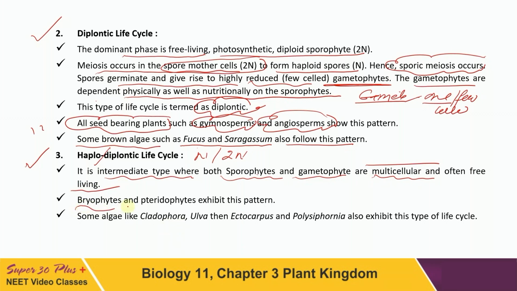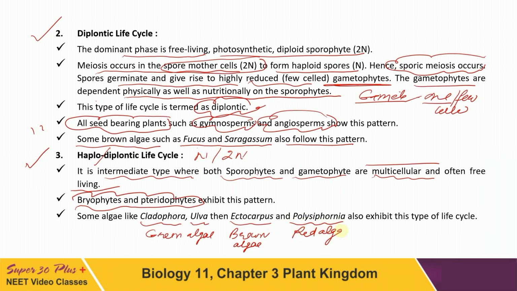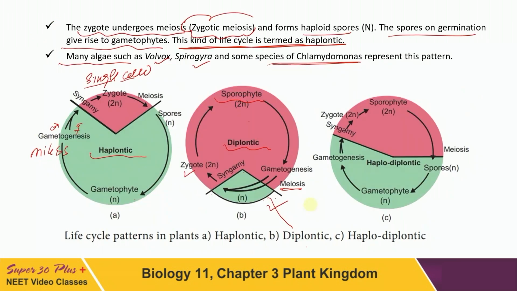Bryophytes and pteridophytes exhibit this type of life cycle. Beyond this, some algae, Cladophora and Ulva, which are green algae, Ectocarpus, which is a brown alga, and Polysiphonia, which is a red alga, are the exceptions. Usually algae have a haplontic life cycle, but these algae have this haplodiplontic life cycle. See the diagram here again.